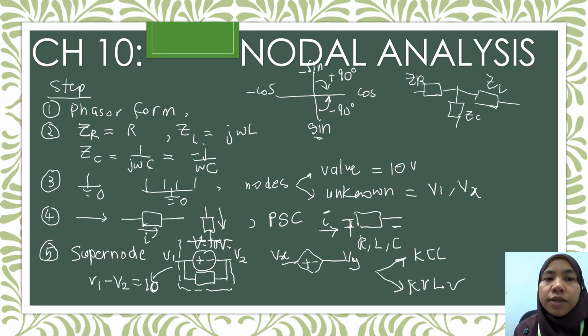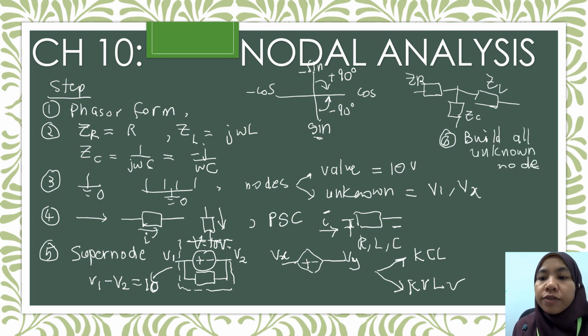Alright. Then the last step is to build equations for all unknown nodes. So what is that equation? This is a KCL. KCL equation of the unknown nodes.